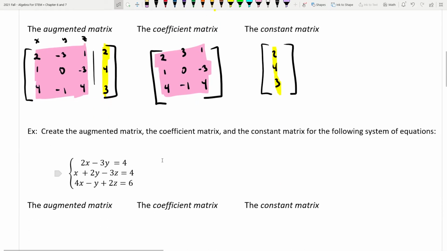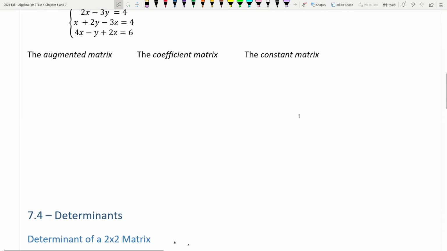How about you guys create the augmented matrix, the coefficient matrix, and the constant matrix for this system of equations here? You can pause the video until you're done with that. Okay, hopefully you didn't have any trouble doing that.